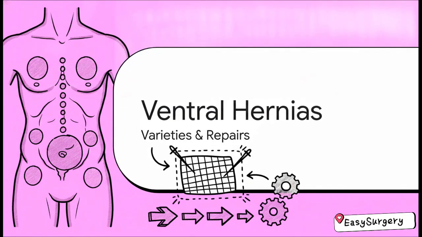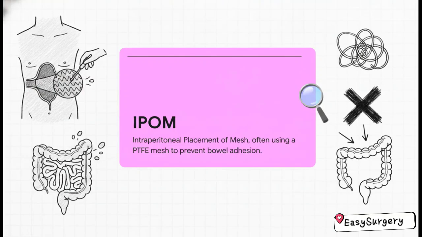Moving on to Section 2, Ventral hernia varieties. Let's shift our focus up to the abdominal wall. Now, while incisional hernias are definitely the most common in this particular group, the core surgical management principles are going to unite them all. When we go in to repair these ventral defects laparoscopically, we frequently use a technique known as IPOM. That stands for intraperitoneal placement of mesh.